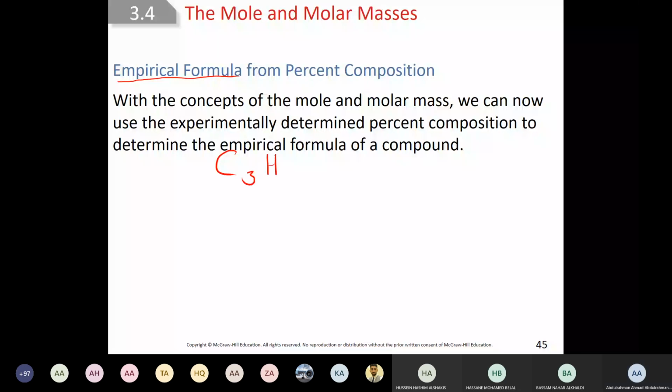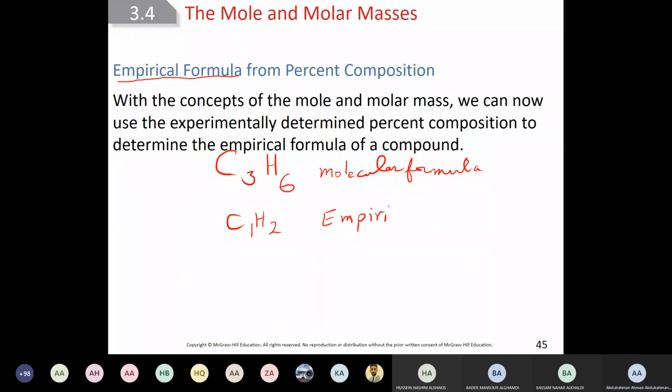C3H9, or no, C3H6, then can we make this simpler? If this is the molecular formula, it becomes C1H2, and this is going to be called the empirical formula.